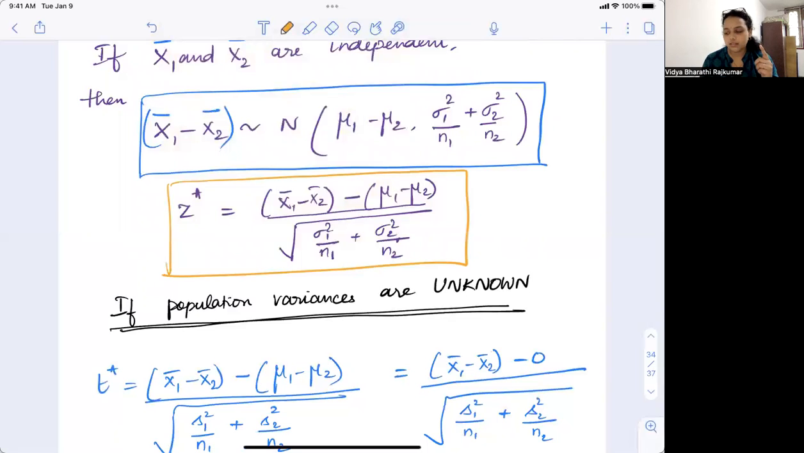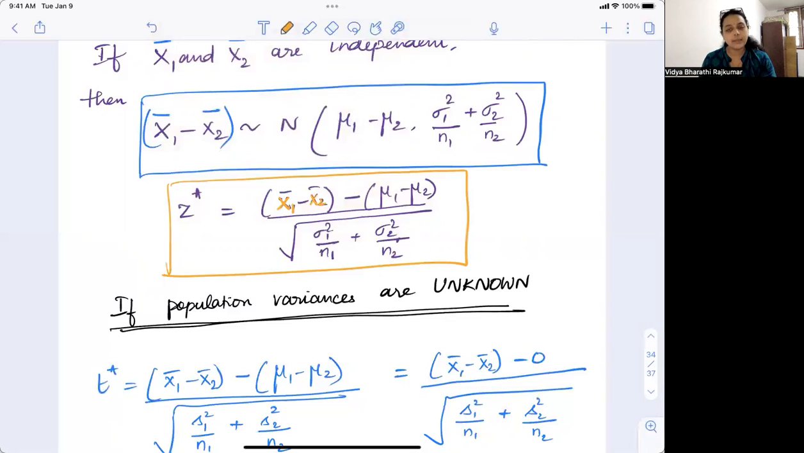It will be Z star, where you're taking the random variable and subtracting the mean of that random variable. In this case, you're actually taking the specific values of x1 bar minus x2 bar. You subtract the hypothesized mu1 minus mu2, and you divide by the standard deviation. And that's how you get your test statistic.